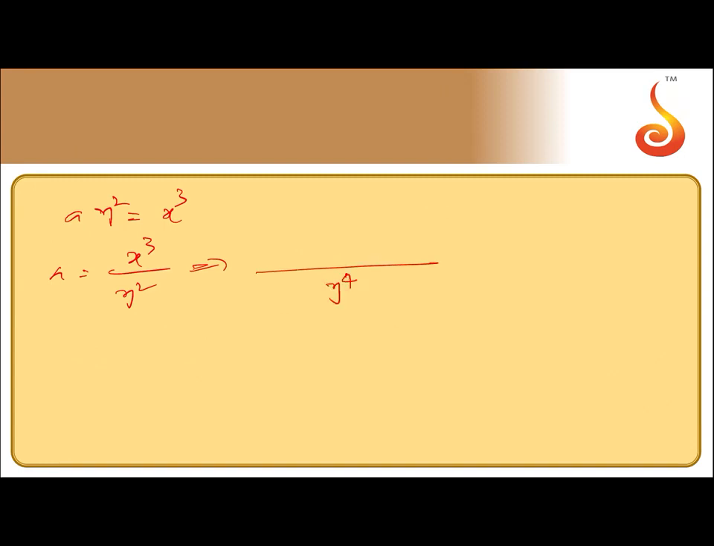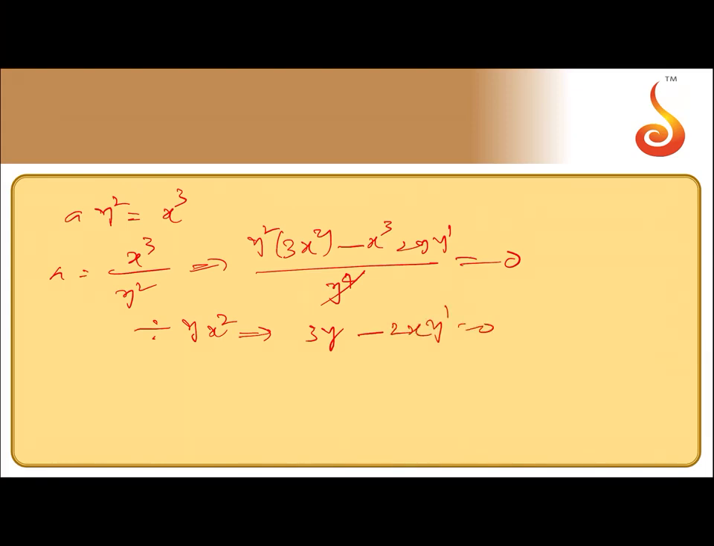Differentiating once, you will be getting y to the power of 4, y square multiplied by 3x square minus x cube multiplied by 2y y dash is equal to 0. Denominator anyhow is not 0, and you can divide by y x square. Dividing by y into x square, therefore we'll be getting y multiplied by 3y minus x square cancel 2x y dash is equal to 0.